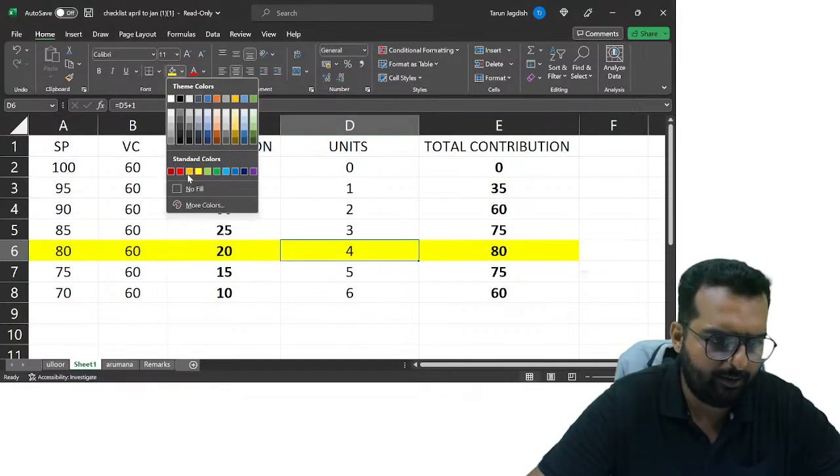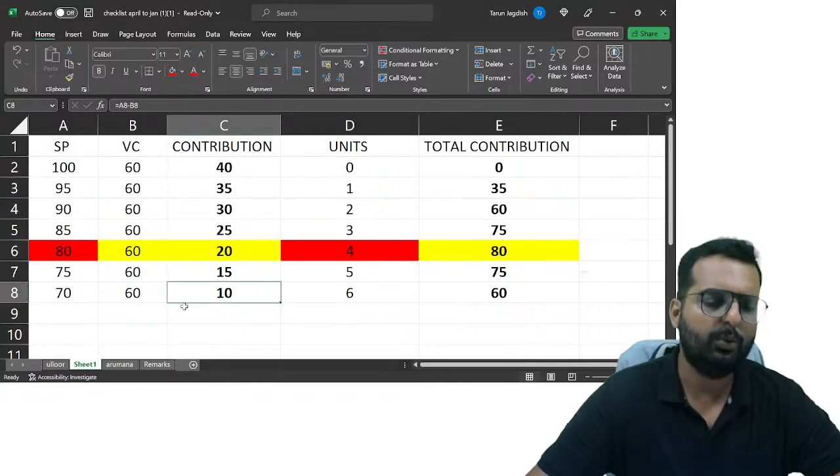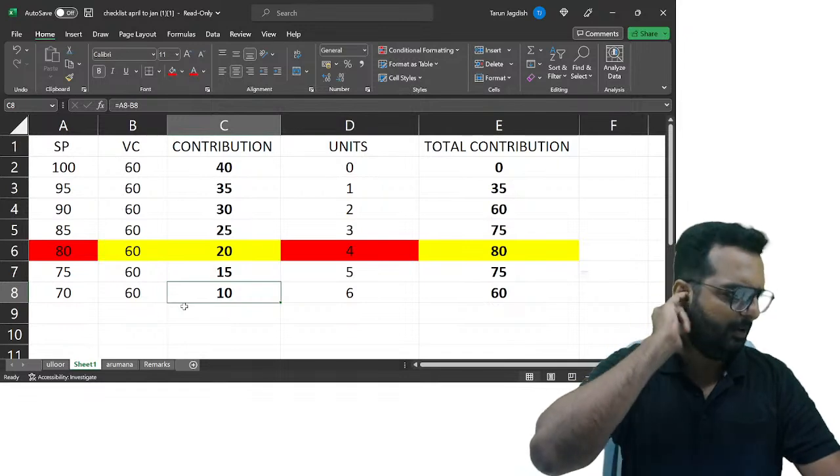So, let me put it this way: at 4 units and at a selling price of 80, you get this answer. Can you just put this in your books now?